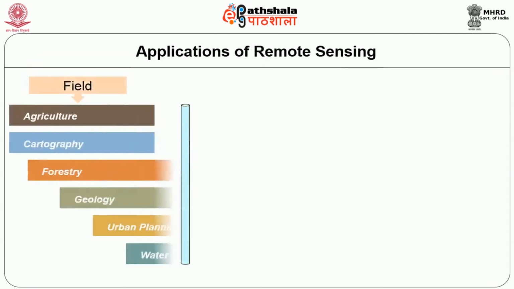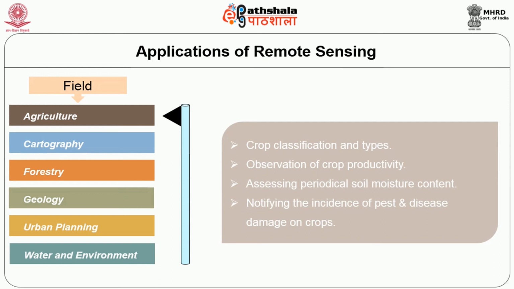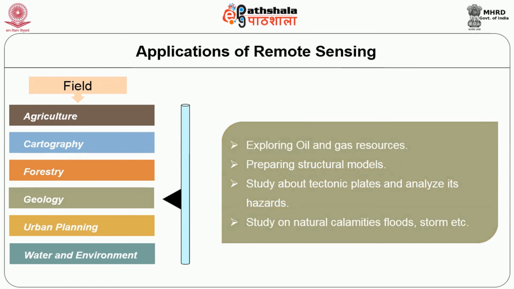Okay, where are these technologies applied? Well, these technologies are applied in all fields today. For example, agriculture, forestry, geology, urban planning, water and environment. Take agriculture, for example. In agriculture, this technology is applied for classifying different crops and their types, for observing crop productivity, for assessing periodical soil moisture content, and for notifying the incidence of pest and disease damage on crops. Whereas in forestry, it assesses crop density and estimated yield, and assesses the disease and damage caused by fire and natural calamities. In geology, it is used for exploring oil and gas resources and preparing structural models. It studies tectonic plates and analyzes their hazards, and studies natural calamities, floods, storms, etc.